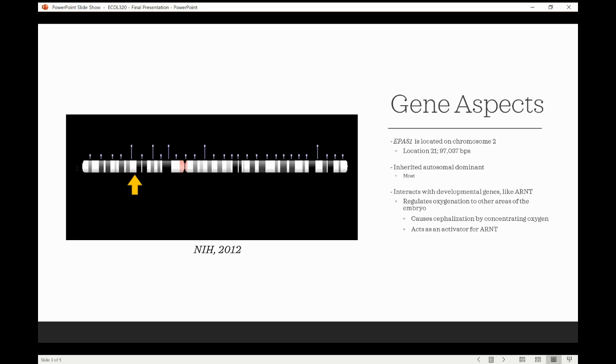EPAS1 interacts with many different developmental genes, namely ARNT, which is involved in developing tissues, organs, and in cephalization. And by regulating the amount of oxygen that goes to different areas of the embryo, EPAS1 can actually cause cephalization by concentrating oxygen in certain areas, and it acts as an activator for ARNT by increasing or decreasing oxygen levels. And ARNT is sort of switched on or off by the oxygen levels within the cell, which in turn activates or deactivates EPAS1.